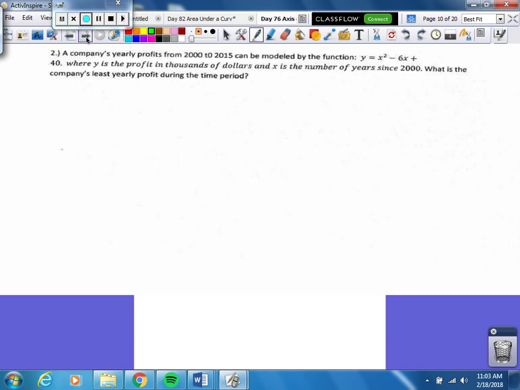Try this one now. A company's yearly profit from 2000 to 2015 can be modeled by the function y equals x squared minus 6x plus 40. That's probably where I was thinking about the 40 from, why I didn't put 80 in the previous problem. Where y is the profit in thousands of dollars and x is the number of years. Try this one. Pause the video. See if you can find the least yearly profit. I'm going to do it in a second.